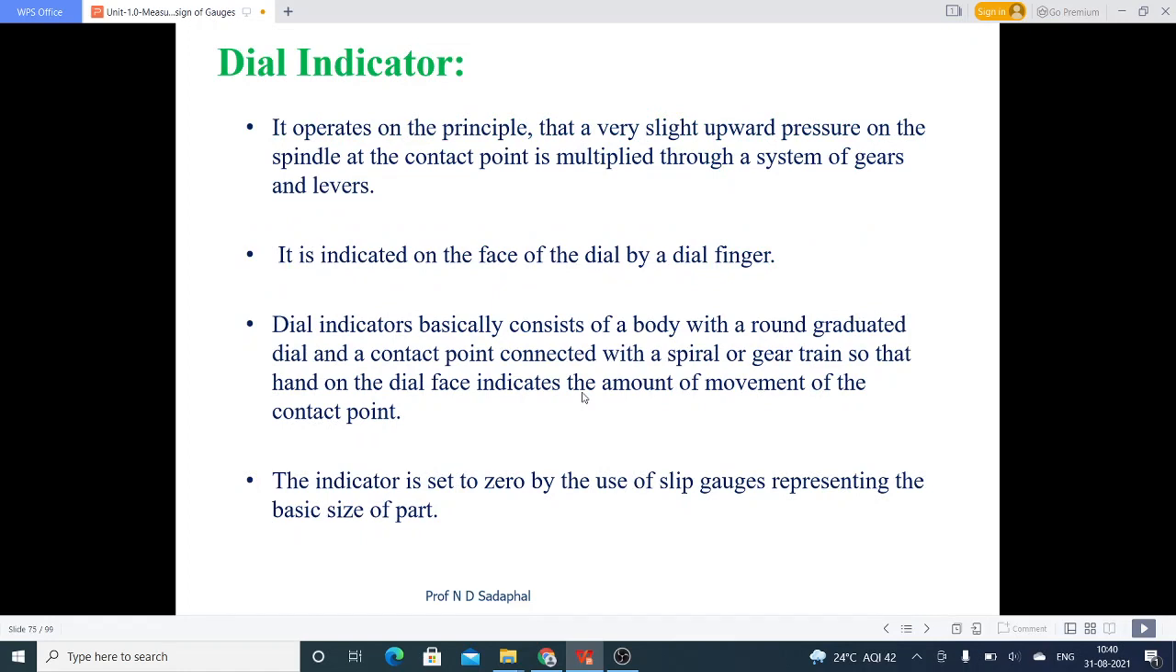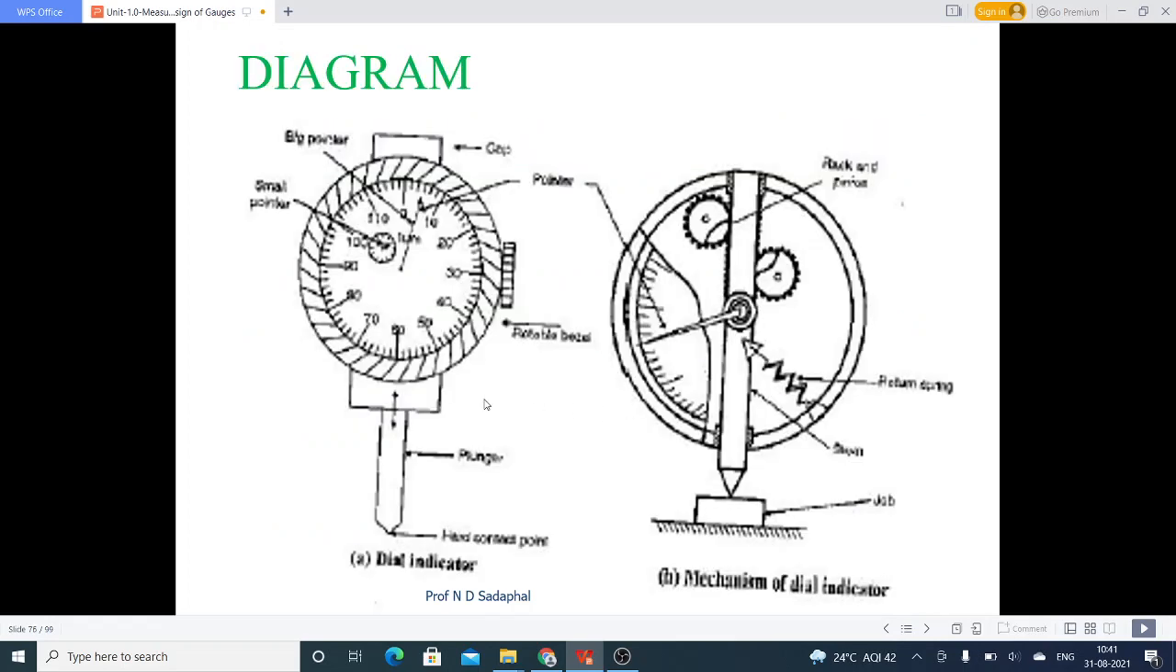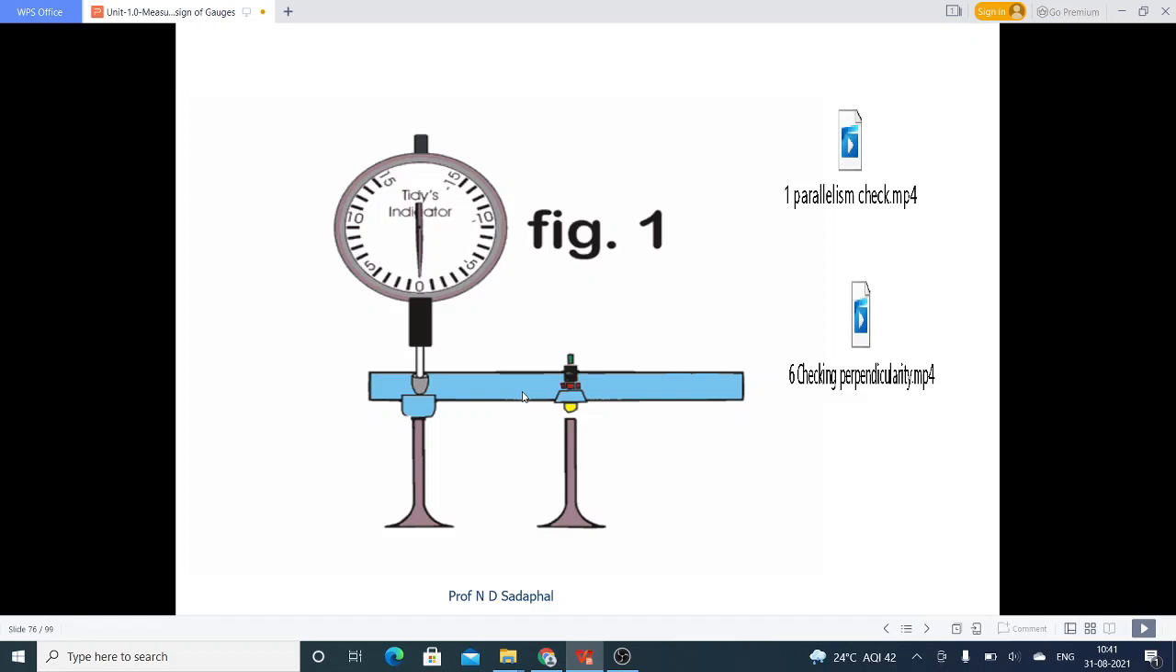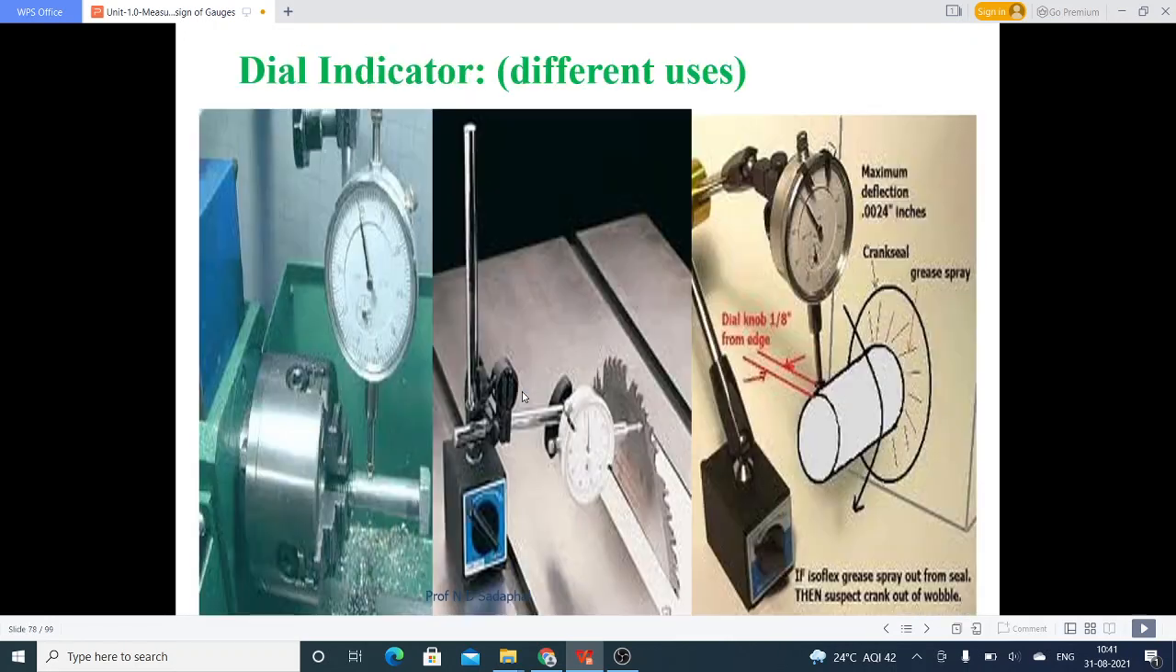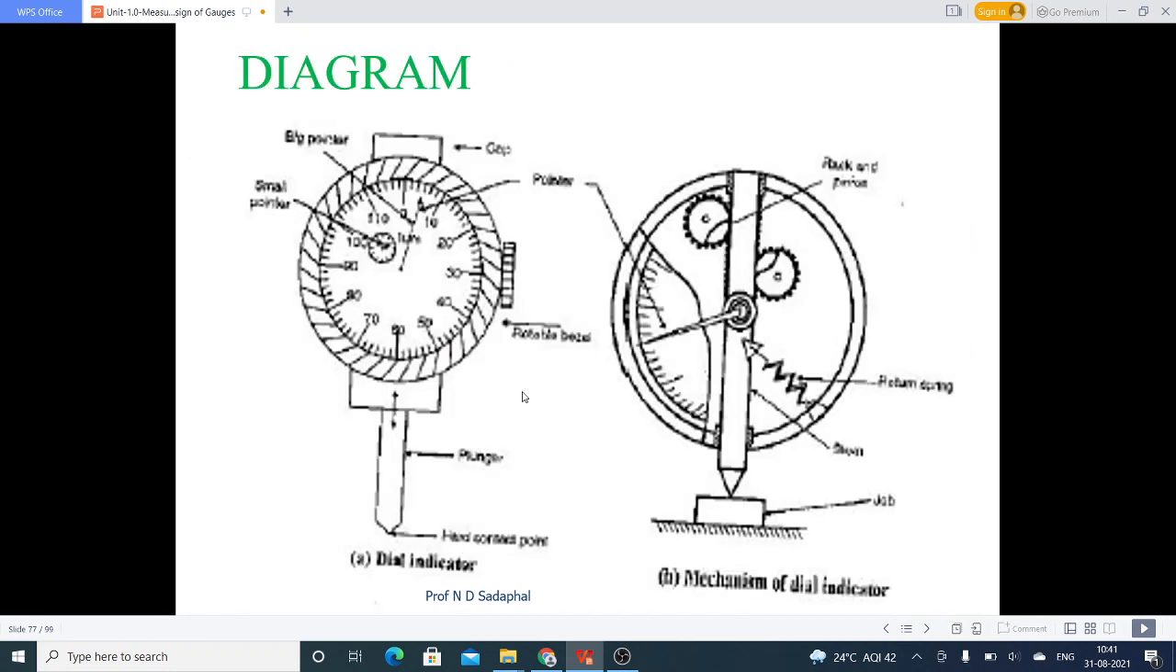Generally a dial indicator operates on the principle that a very slight upward pressure on the spindle at the point of contact is multiplied through a system of gears and levers. I will show you. You can see this figure of the dial indicator. Just wait. Okay, this is a diagram of a dial indicator.